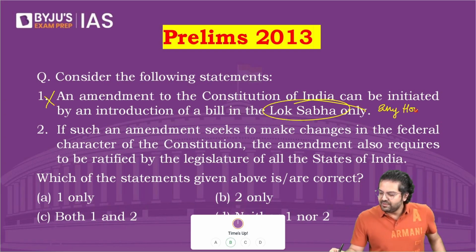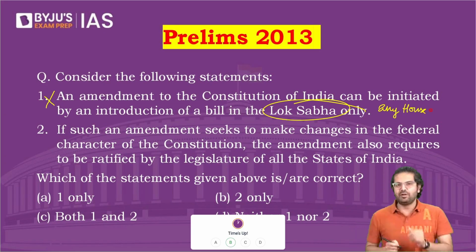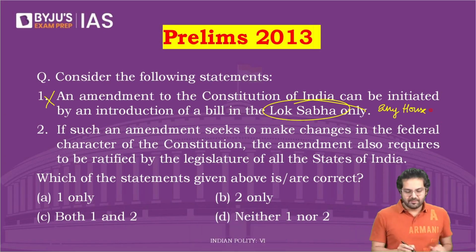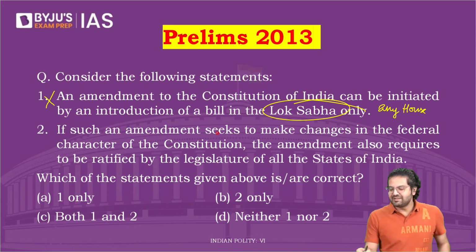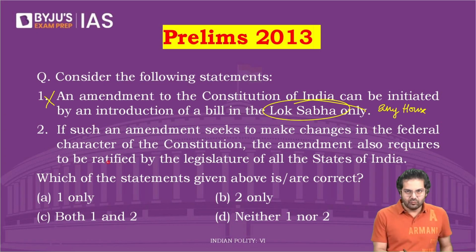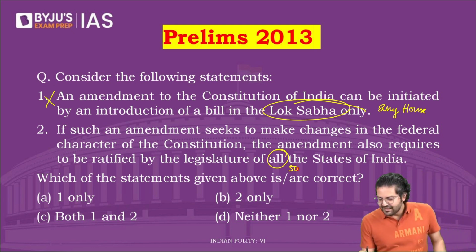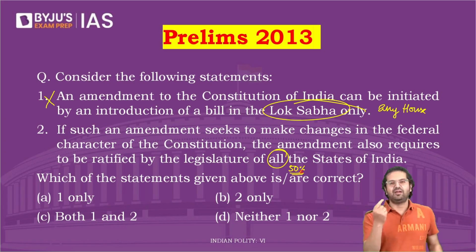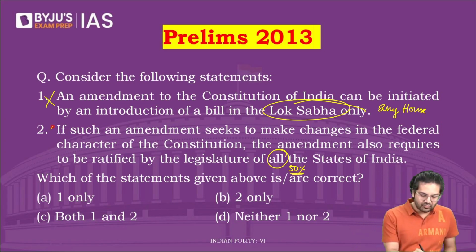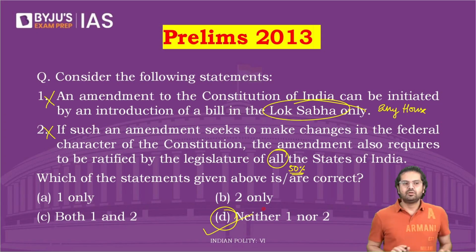But those who marked B as correct, you fell prey to a small play of words here. If such an amendment seeks to make changes in the federal character, the amendment also requires to be ratified, approved, passed by the legislature of how many states? Half of the states. This is where the mistake was made. 2 is also wrong. D, neither 1 nor 2. Reading the statement carefully is very, very important. That's it. We are done.